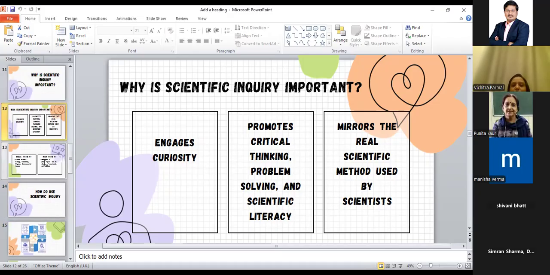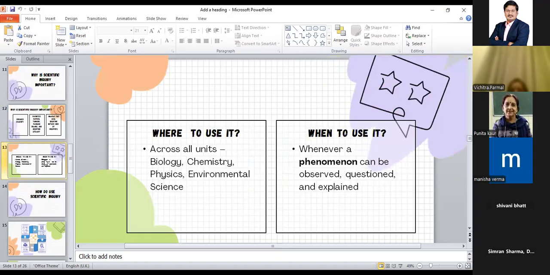Right. So how to do it, where to use this inquiry base? Across all units you can use it, when you have a phenomena, right? If you look at all these subjects, be it biology, chemistry, environmental sciences, mathematics, physics, computers, any of the sciences, you will find a phenomena that can be observed in the surroundings, that can be questioned, and that can be explained. So we are lucky, actually; inquiry-based teaching can be done using this context.